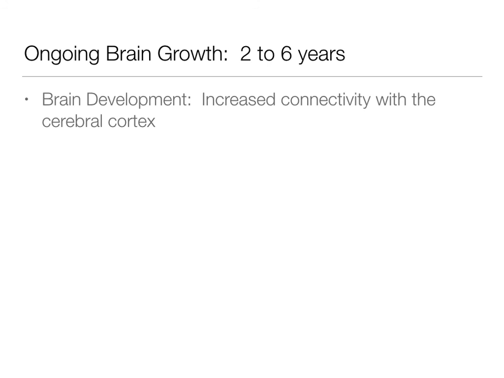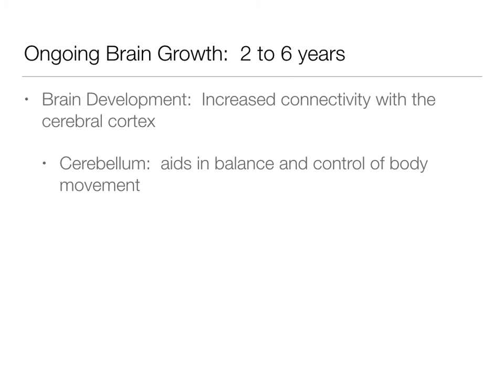We see increased connectivity between different regions in the cortex, which is going to be really helpful for function. When those areas of the brain can communicate with each other, we'll see better outcomes. We'll see changes in the cerebellum that are going to aid in balance and control of body. And that's going to help with a lot of the motor gains that we'll see in this time period as well.